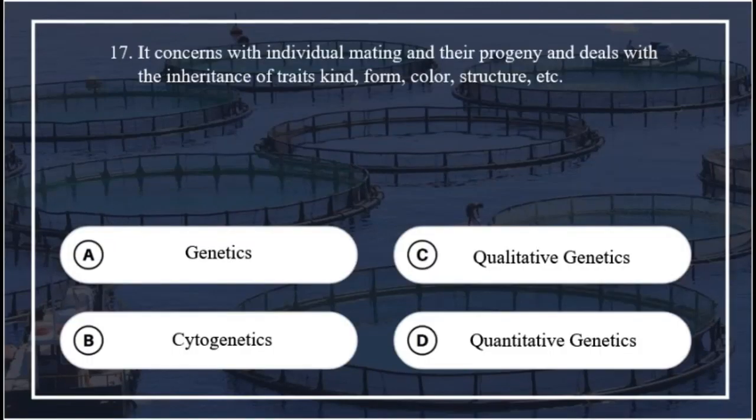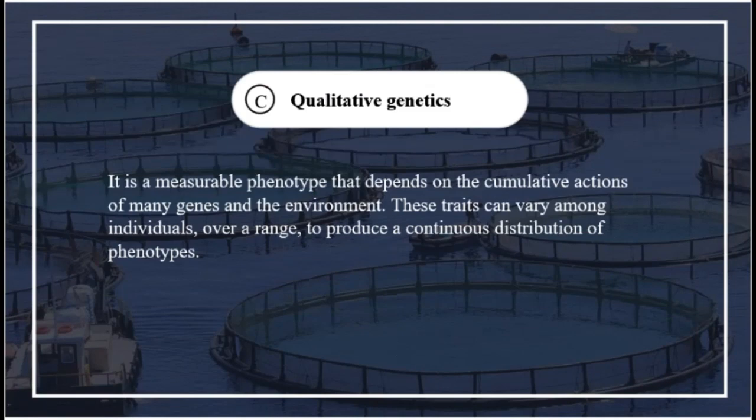17. It concerns individual mating and their progeny and deals with the inheritance of traits: kind, form, color, structure, etc. A. Genetics. B. Cytogenetics. C. Qualitative genetics. D. Quantitative genetics. Answer. C. It is a measurable phenotype that depends on the cumulative actions of many genes and the environment. These traits can vary among individuals, over a range, to produce a continuous distribution of phenotypes.